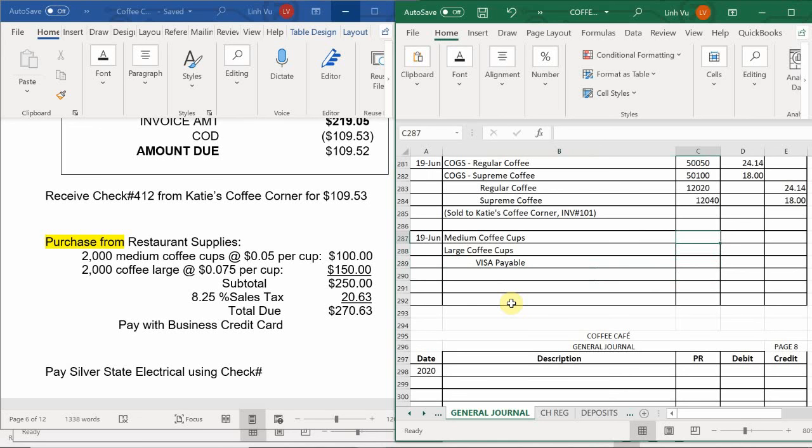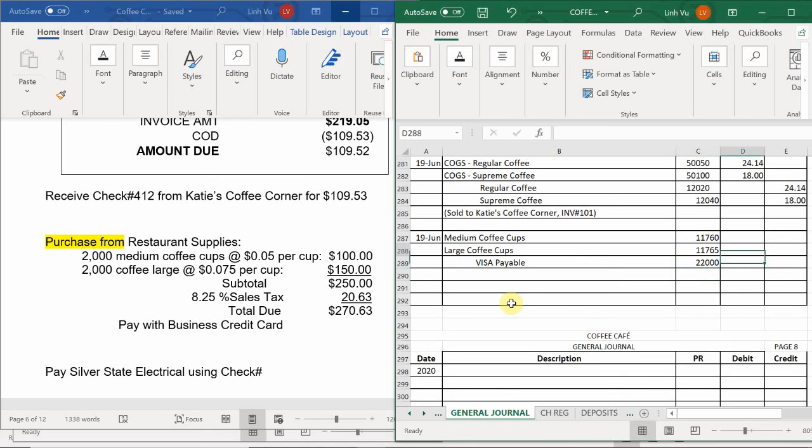So my medium cups account is 11,760, and my large cups, 11,765, and my Visa payable account, 22,000.